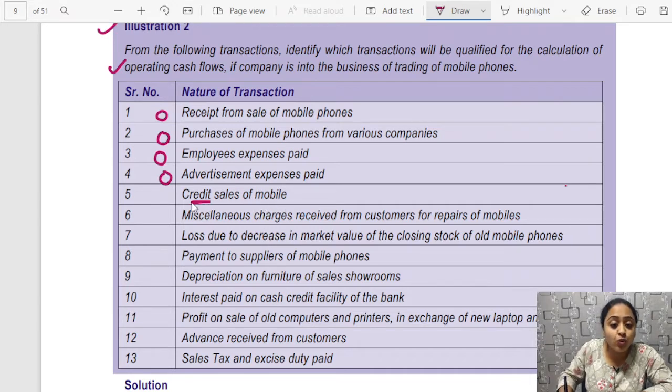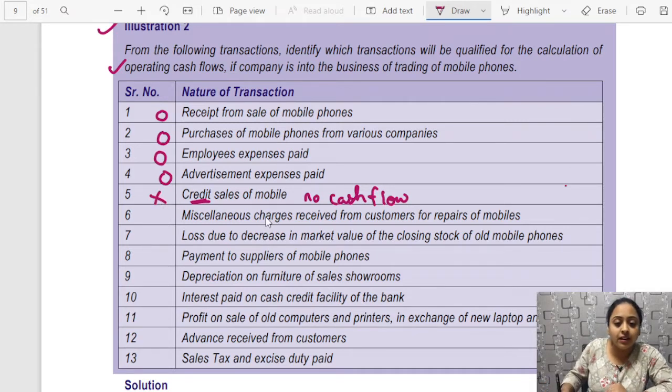Credit sale of mobile. See, there is no cash flow. Neither inflow nor outflow. So this will not be considered in your cash flow. Not operating, neither. None.